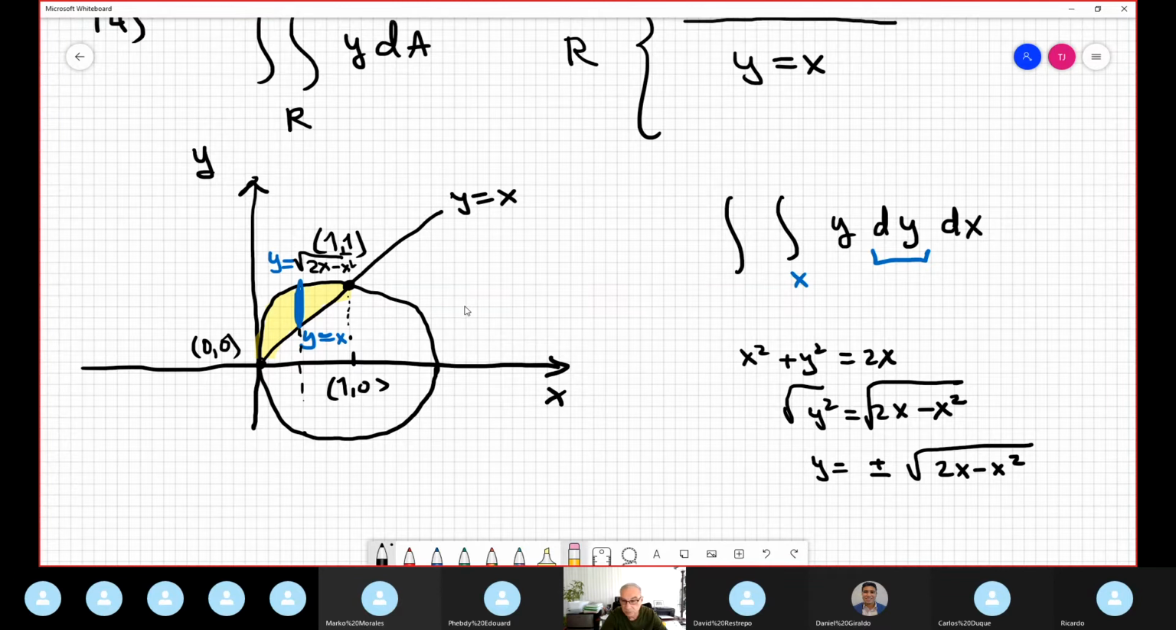Well, I need to find it in this region. So I go from y equals x to the square root of 2x minus x squared. This is the integration in this direction. And when you finish this direction, you extend in this direction, from 0 to 1. Done. This is the setup for the double integral.